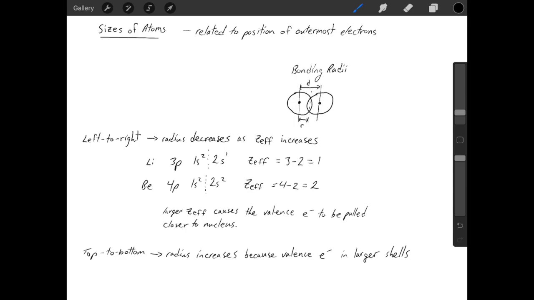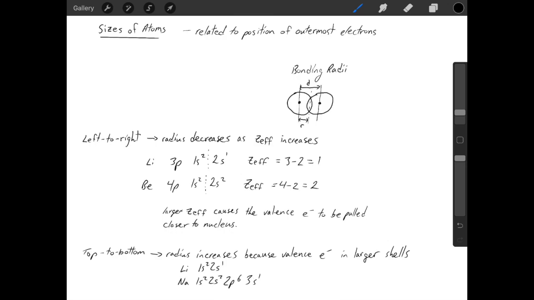The top to bottom trend within a single group is that the radius is going to increase from top to bottom because the valence electrons are going to exist in larger shells, so shells with a bigger n value. So we'll look at lithium and sodium.